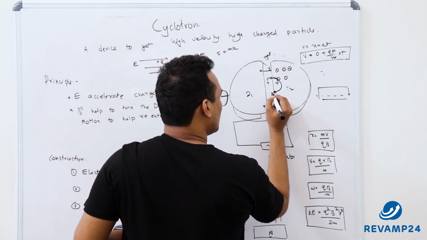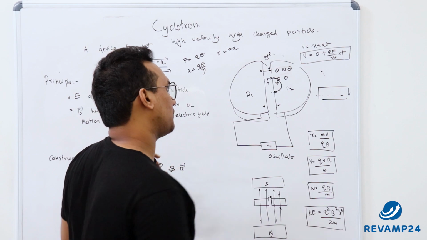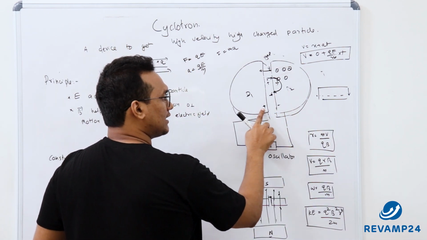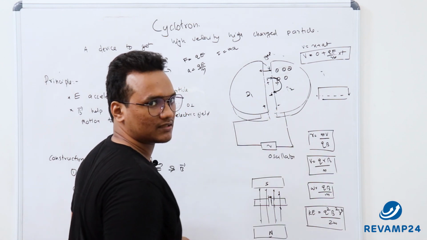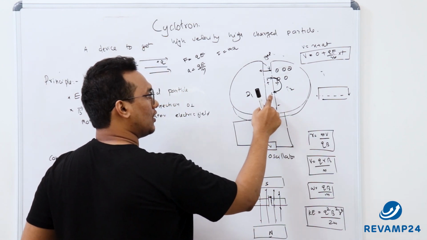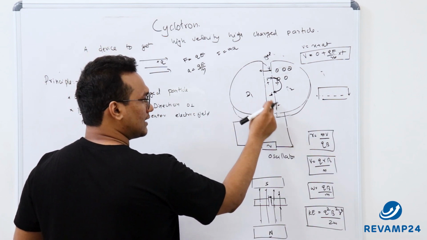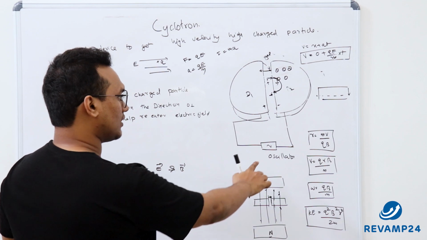From here, it will come out. But if the charge plus Q comes out, will it go to here? No. Why? Because here it is positive charge, here it is negative charge. This negative charge will not allow the positive charge to come out, because this positive will repel here and this will attract here. Now this one is an oscillator.